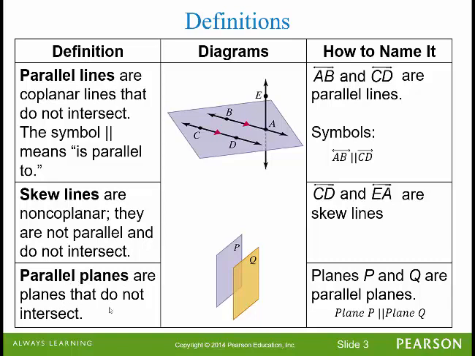Parallel planes. Now these are planes that do not intersect. So if we look at this plane P and this plane Q here, we see that planes P and Q are parallel planes. They do not intersect. So we would just say plane P is parallel to plane Q.